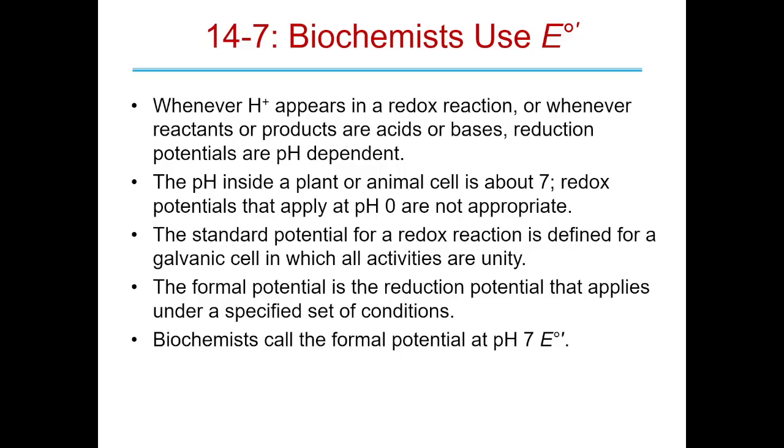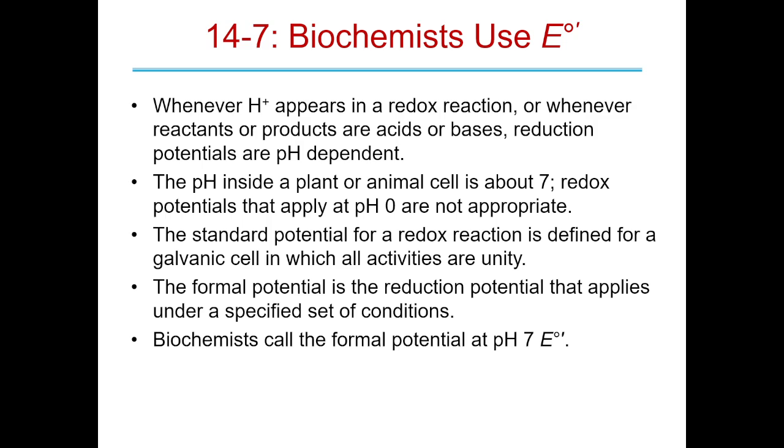So let's talk about the biochemistry uses of E0. Obviously, you already know this because you guys have been through the biochemistry course, and I have a whole part of this, like 10 slides, probably about half an hour worth of stuff. Whenever we have an H+ that appears in a redox reaction, whenever reactants or products are acids or bases, these reduction potentials are always going to be pH dependent. Notice the pH scale literally has a redox potential to it, doesn't it? Because you're concentrating positive ions. That makes sense to you?